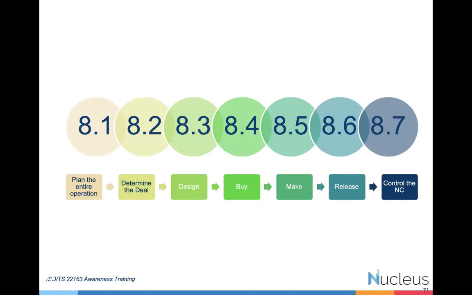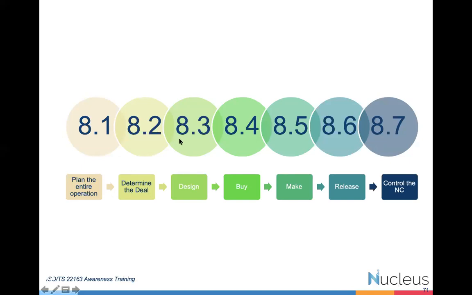In addition to that, we have a few more requirements for ISO TS 22163. 8.8 talks about RAMS LCC. 8.9 talks about first article inspection. 8.10 talks about obsolescence management. And 8.11 talks about innovation management.